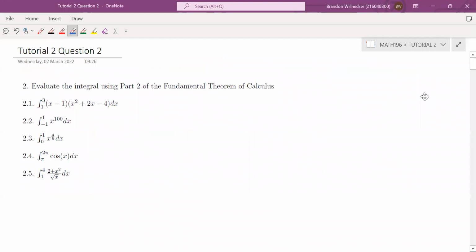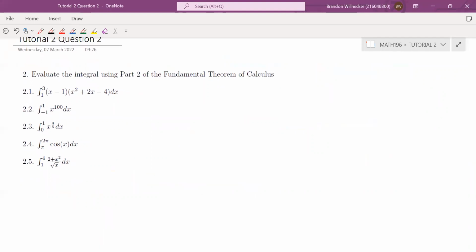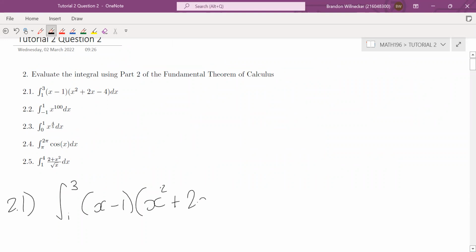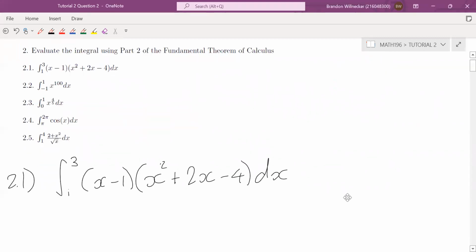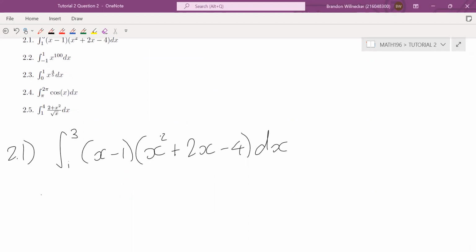So this was using FTC part 2. Let's just go through a couple of these. For 2.1, we're given the integral from 1 to 3 of x minus 1 times x squared plus 2x minus 4. As it is, we can't find the antiderivative, but if we expand this out, then we're going to get a polynomial. So that will be easy to use.